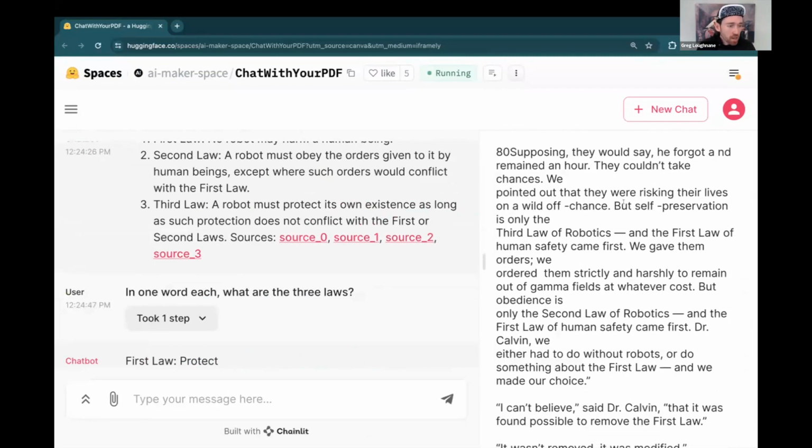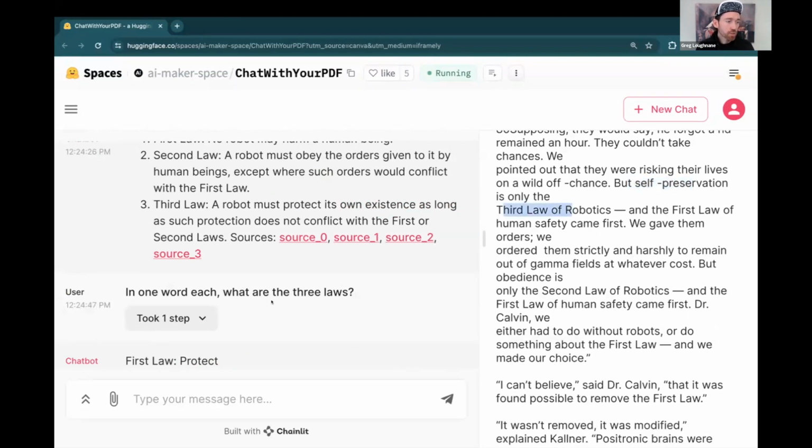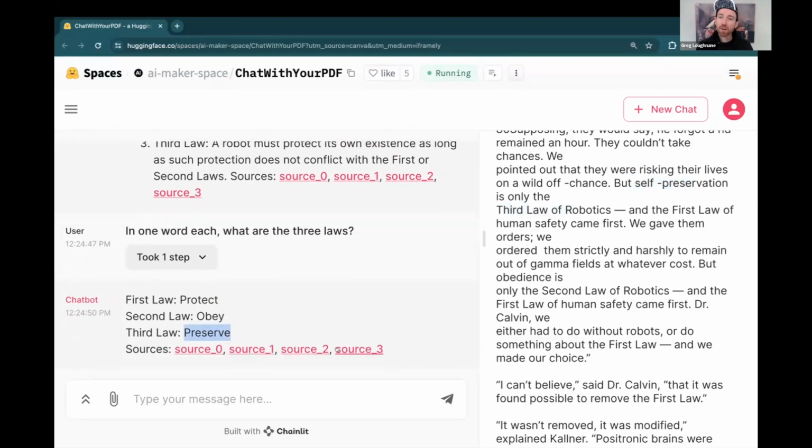We're seeing, oh, okay, so look at this. Self-preservation is the 3rd law, preserve. All right, very fact-checkable outputs here. This is the big idea with RAG, fact-checkable outputs. All right, so this is as simple as we can get.